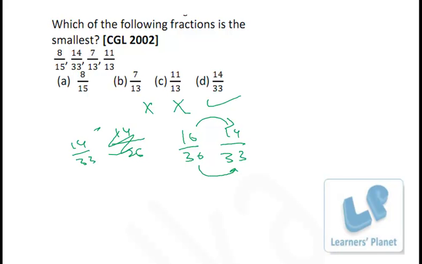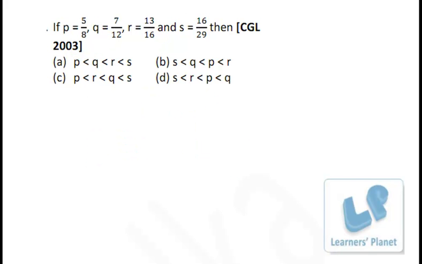Okay, on similar lines, we have this P, Q, R, S. We have to arrange them precisely in ascending order. Now I have 5 by 8 and 13 by 16. If I double 5 by 8, it will be 10 by 16, and this is 13 by 16. So R is not the smallest. So just eliminate the options which have R as smallest. So we have either P as smallest or S as smallest.